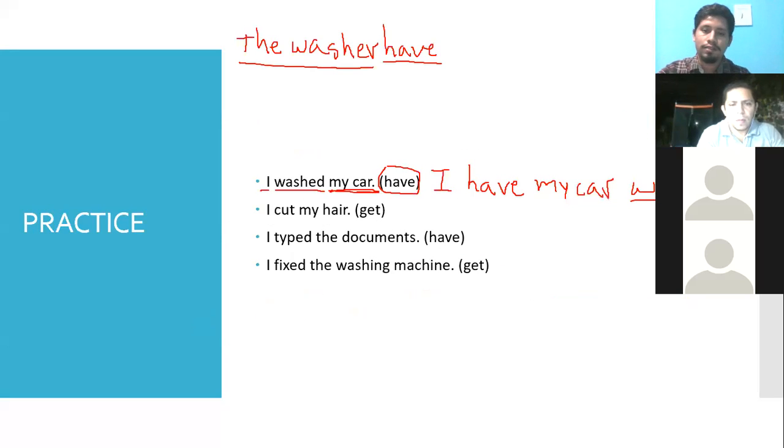In this case, we have the washer have clean. We must use clean here. The washer has clean. In this case, we're going to use the past participle. My car.